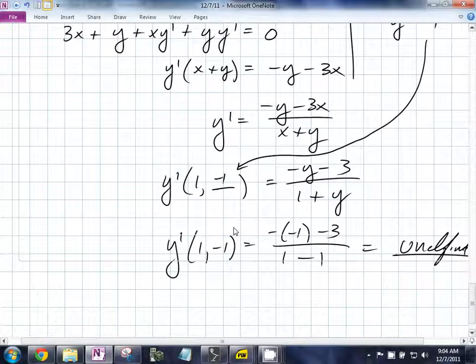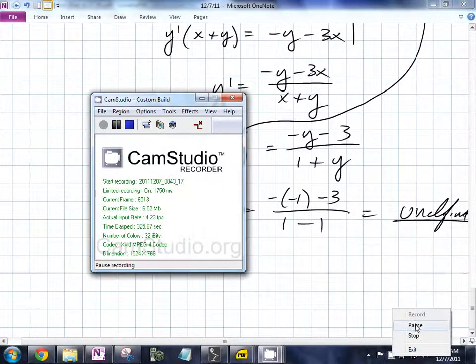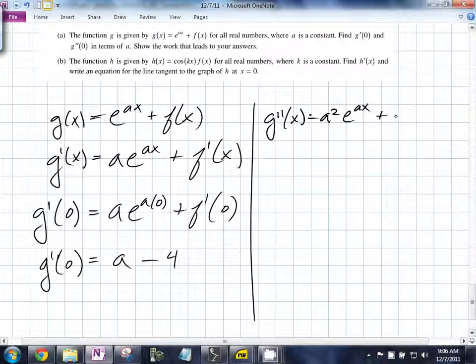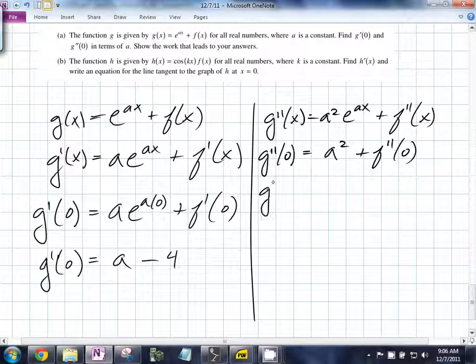G double prime? I didn't know if you had to like. No. What's G double prime going to be of x? A squared. A squared e to the plus what? Yeah, that's it. So G double prime of 0 is going to be what? A squared plus f double prime of 0. So that's going to be G. I'm just doing it out just so we have all the steps. A what? Does it tell us that value? Yeah. Oh, it does. Plus what? And you're done. That's it.